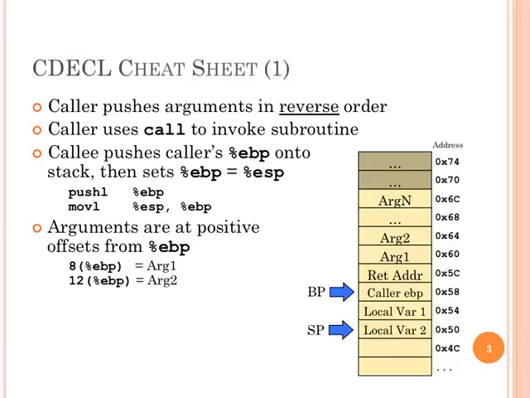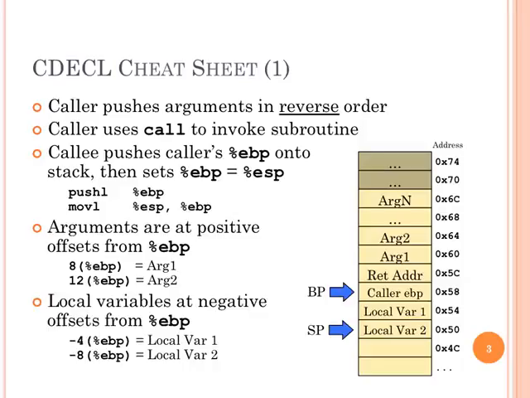So now arguments are going to be at positive offsets from EBP. So 0(EBP), or just (EBP) in parentheses, would be the caller's version of EBP. 4(EBP) would be the return address. And then everything after that is arguments. So 8(EBP) is the first argument, 12(EBP) the next, and so forth.